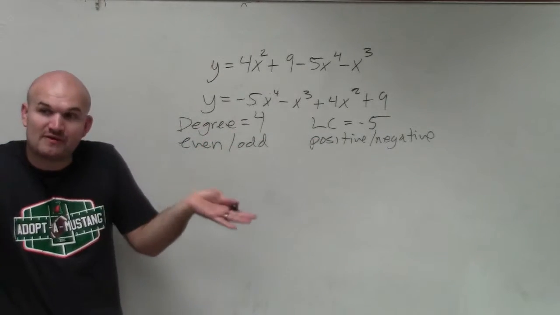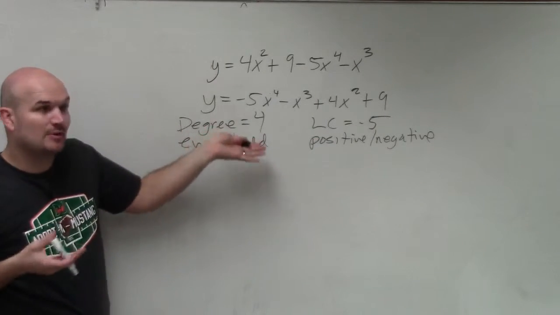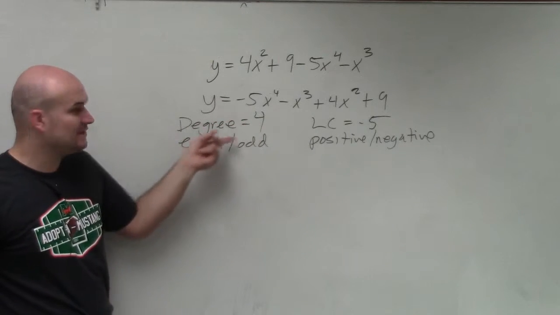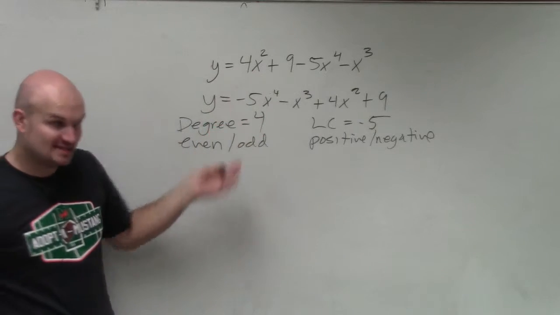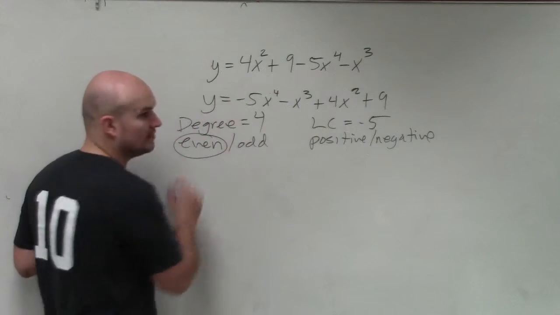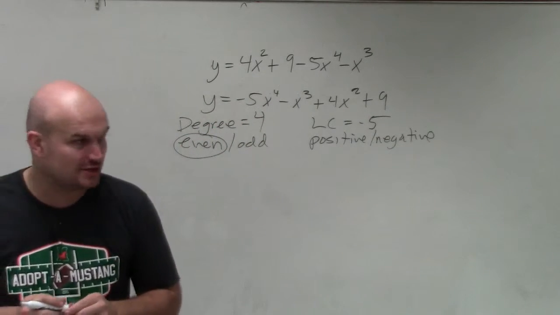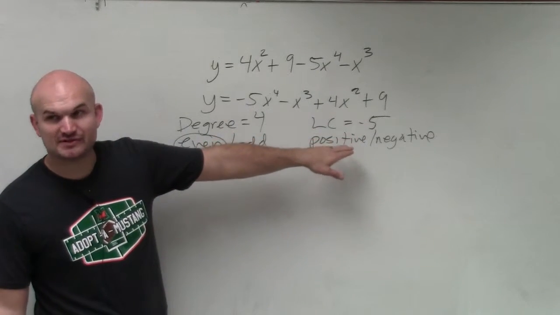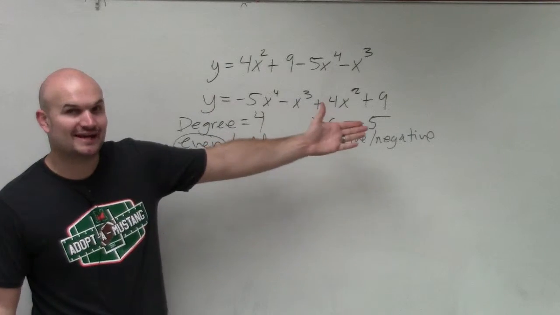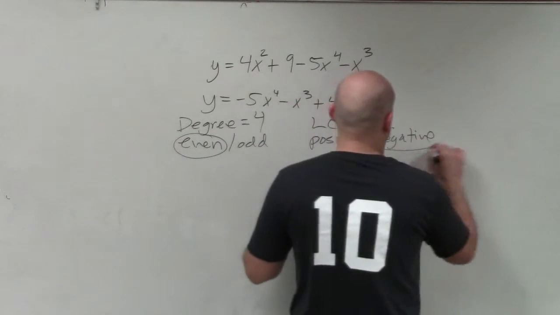And all we really care about for end behavior is, it doesn't really matter what the degree is. We just need to know, is it even or odd? So the number 4, is that even or odd? It's even because it's divisible by 2, right? All even numbers are divisible by 2. Leading coefficient, it's pretty obvious if it's positive or negative. This one is obviously negative 5, so it's going to be negative.